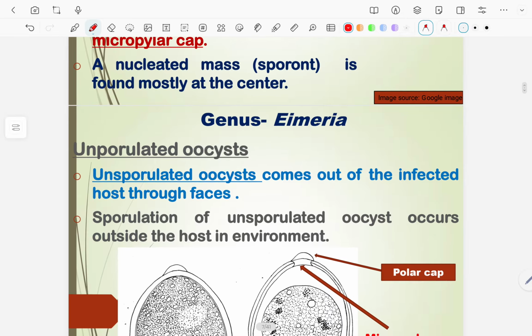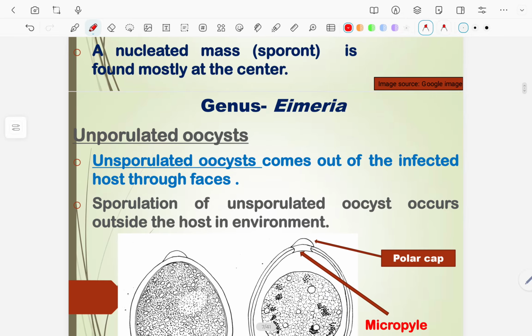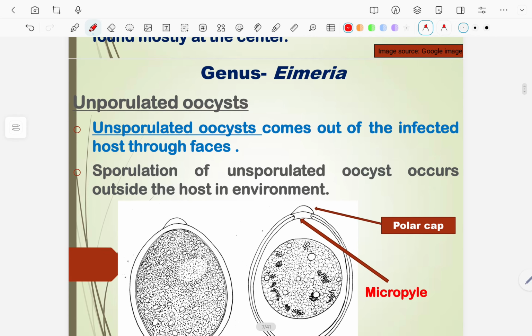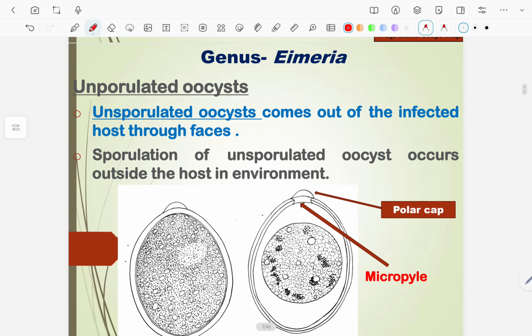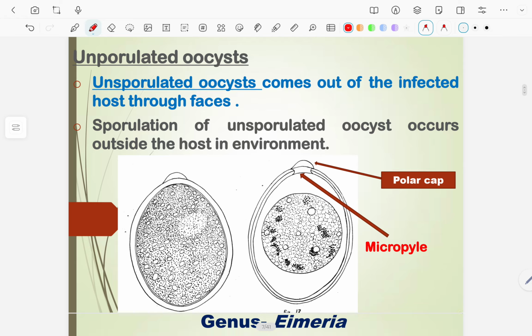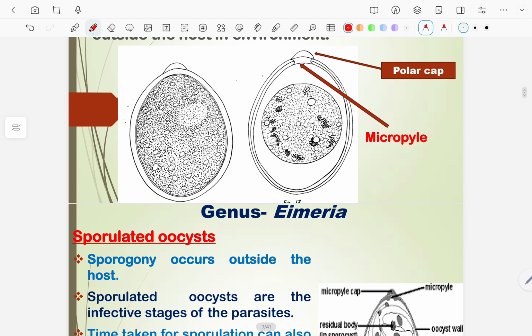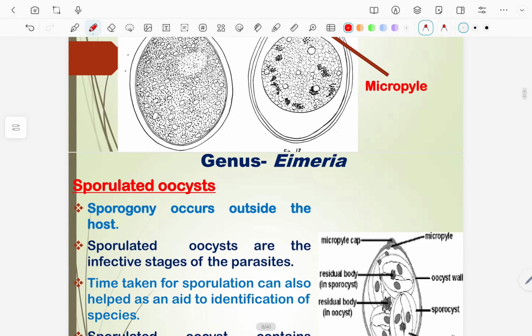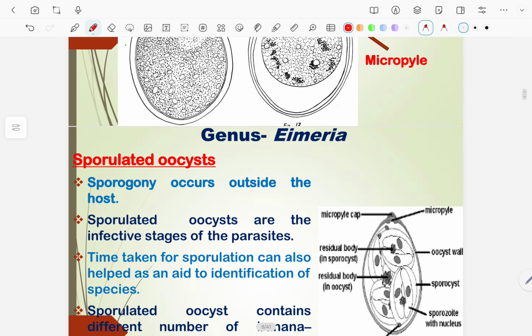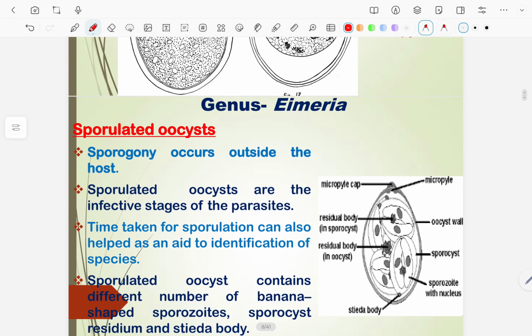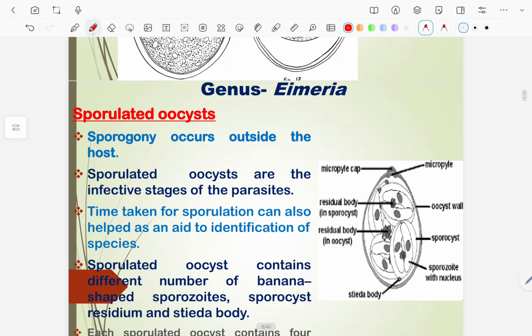Unsporulated oocysts come out of the infected host through feces. Sporulation of unsporulated oocysts occurs outside the host in the environment. Sporulated oocyst. Sporogony occurs outside the host. Sporulated oocysts are the infective stage of the parasite.